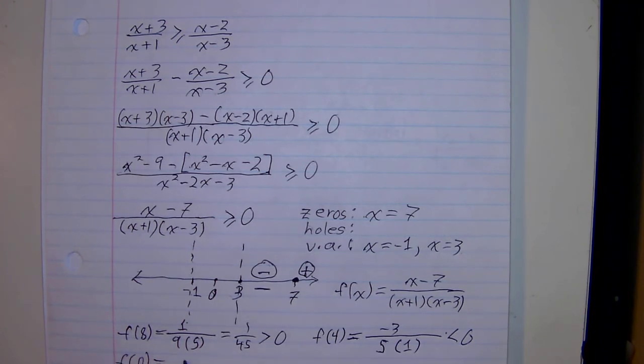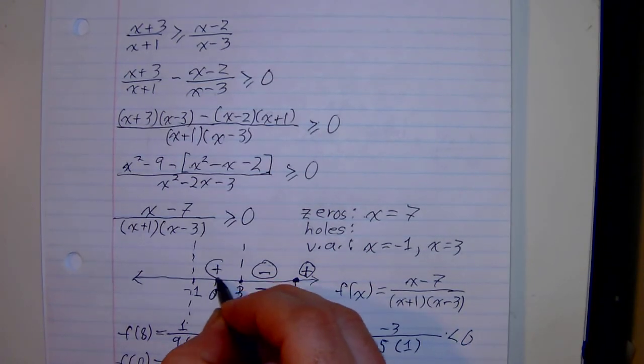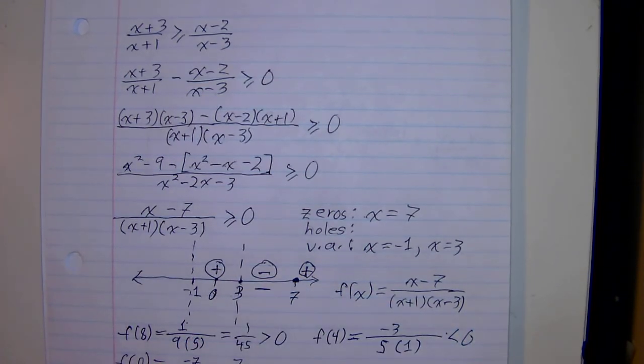We get 0 minus 7, which is negative 7. 0 plus 1 is 1. 0 minus 3 is negative 3. Negative 7 over negative 3 is 7 over 3, which is greater than 0. So in this section here, the function is positive.